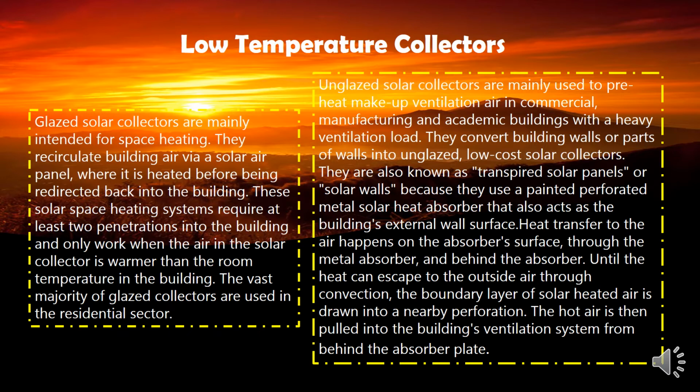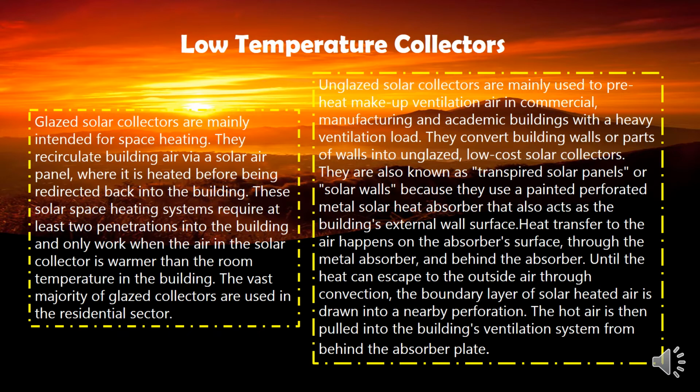Unglazed solar collectors are mainly used to preheat make-up ventilation air in commercial, manufacturing and academic buildings such as schools and factories with a heavy ventilation load. They convert building walls or parts of the walls into unglazed, low-cost solar collectors. They are also known as transparent solar panels or solar walls because they use a painted perforated metal solar heat absorber that also acts as the building's external wall surface.